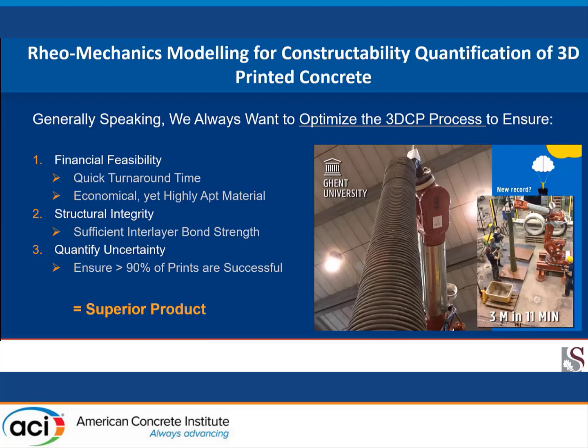We always want to optimize 3D printing for basically 3 reasons that are identified. The first is financial feasibility, as I mentioned, the quick turnaround time. And the second is we want an economical yet highly apt material. So you don't want a material that has too many products in it that makes it expensive, and you don't really need all those extra products and chemicals to actually print the structure that you desire.